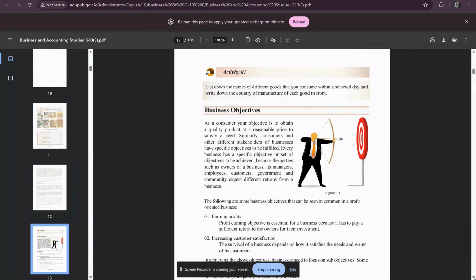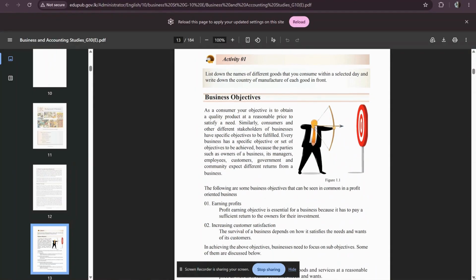Activity 1. List down the names of different goods that you consume within a selected day and write down the countries of manufacture of each good in front. Interesting. We might find that 70% of the goods are not produced locally. Almost everything is imported.